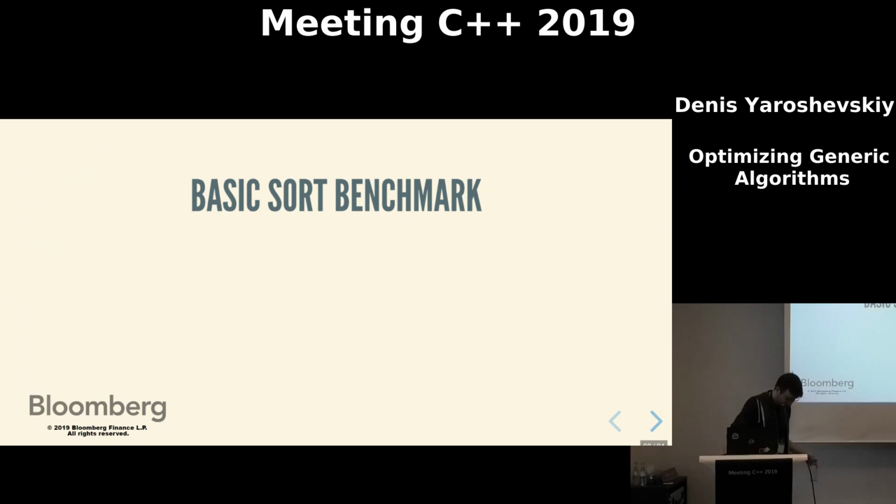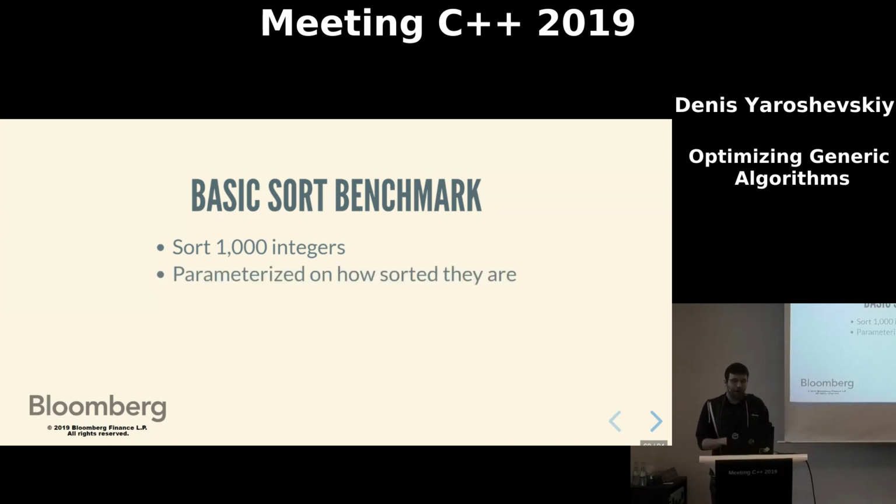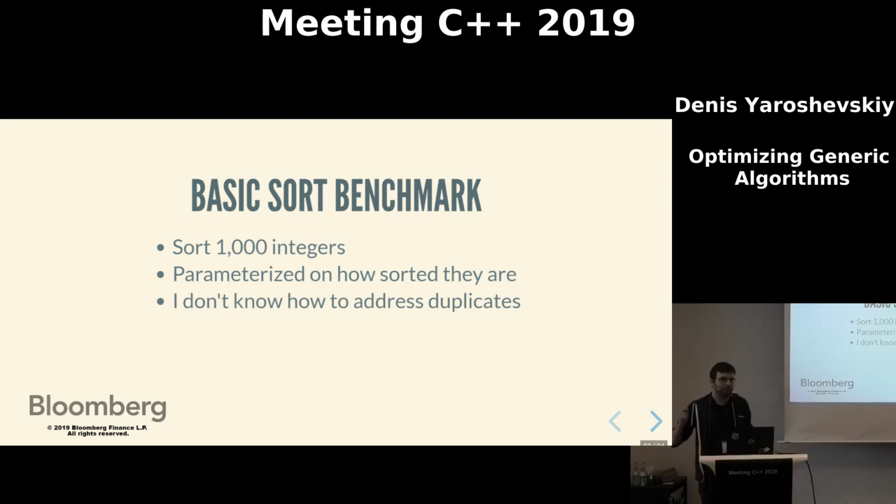Let's talk basic sort benchmark. I'm absolutely doing the same thing. I'm going to stable sort 1,000 integers. I'm going to parameterize on how sorted the integers are. So I'm going to go from sorted to super shuffled to reverse sorted. Okay? I don't know how to do duplicates. There are some ideas that I have seen, but I don't know, like, here's a number, now do different duplicates. That's a bit tricky. If you know how to do that, awesome.